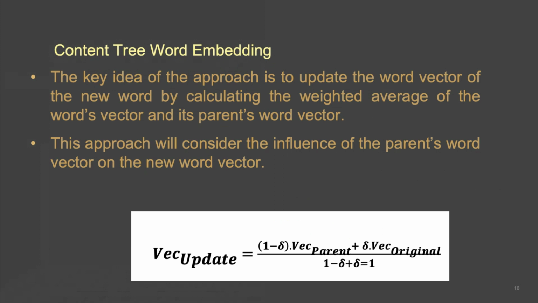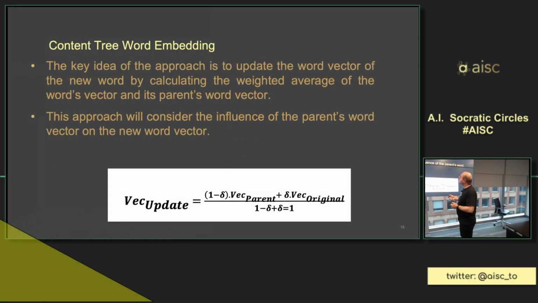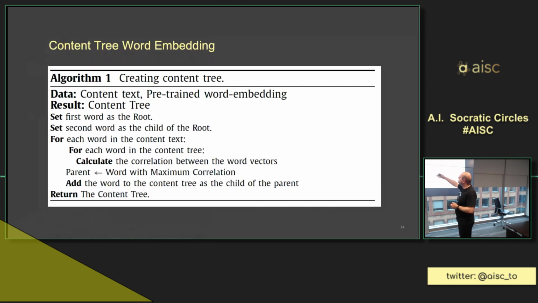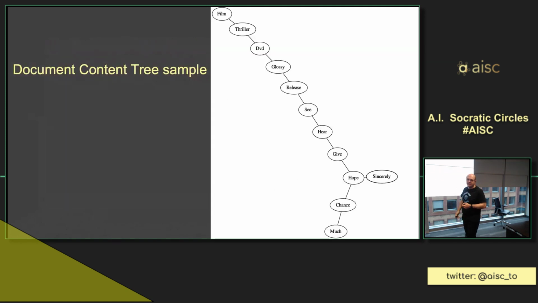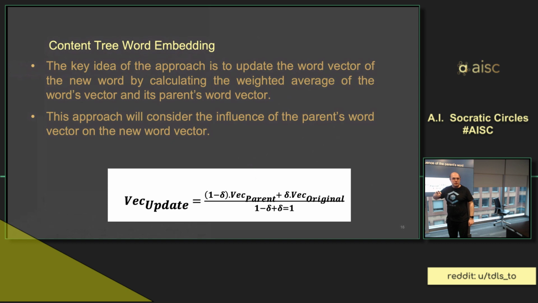The key idea of this algorithm and all this study was updating the word vectors based on the location in the content tree. In this algorithm, we are creating one content tree, but we are not using this content tree. The point is that we are updating the word vectors while they are joining the tree. The word vectors will be updated with this formula, which is a weighted average between the child and its parent, the selected parent.